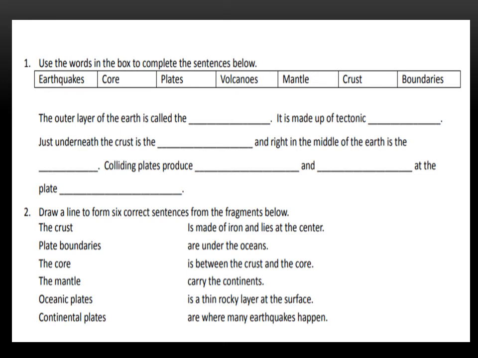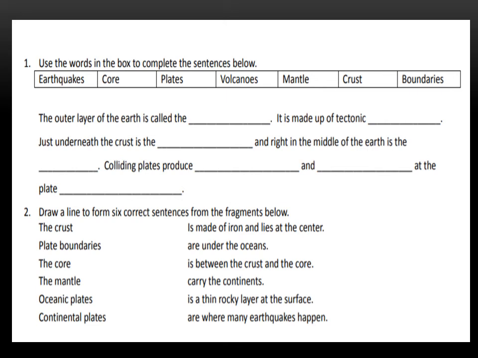And then question number 2 is: draw a line to form 6 correct sentences from the fragments below. You have 6 sentences here, so this is a kind of match the 2 columns. The crust, plate boundaries, the core, the mantle, oceanic plate, continental plates. And the options are: is made of iron and lies at the center.